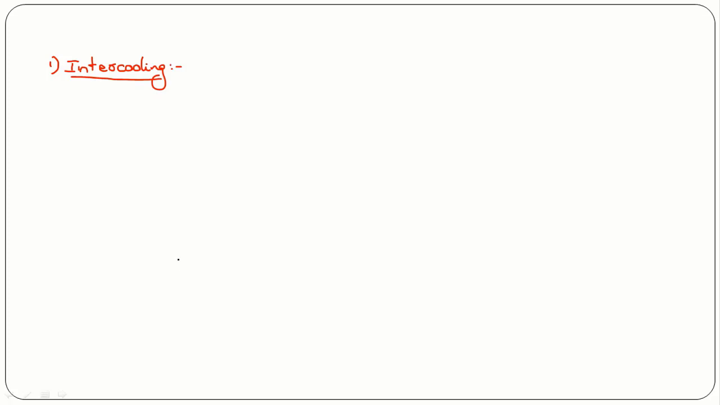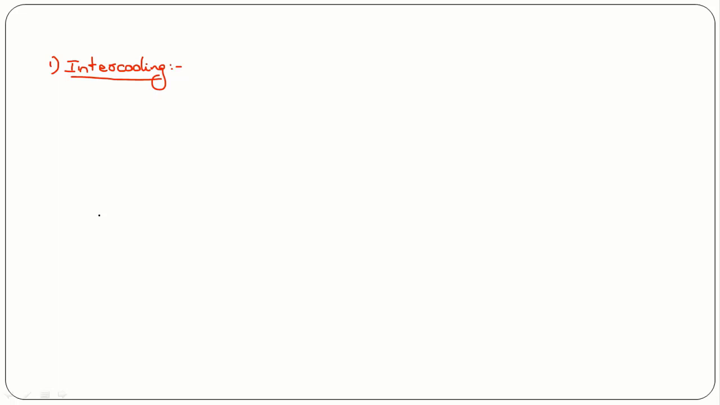So if we have to compress the air from 1 bar to 60 bar or 70 bar, the pressure ratio should be 60 or 70, which is not possible for any compressor. So what we need to do is go for compression by stages. That's why we need to go for multi-stage compression.